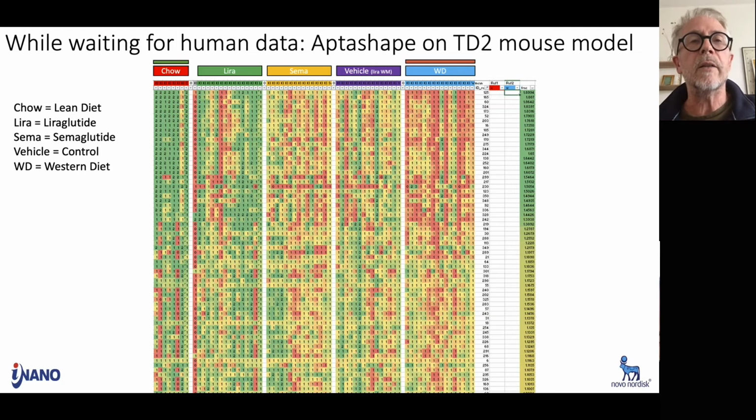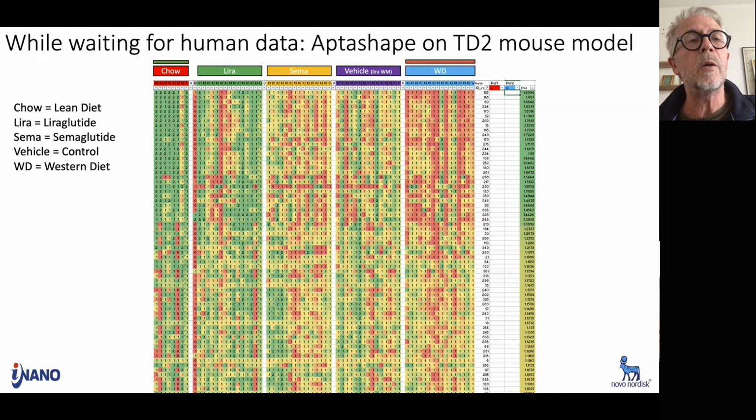This is, in fact, on mouse blood provided by Novo Nordisk. I'm showing you this because we have also done the human samples now, but these are just being processed. So we are still in the midst of getting the final results there.